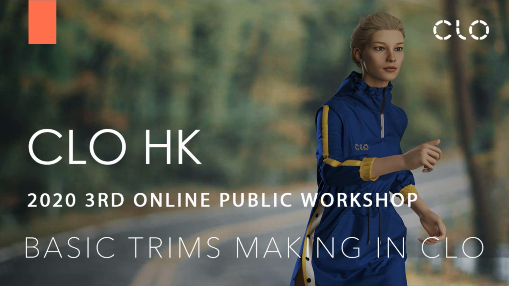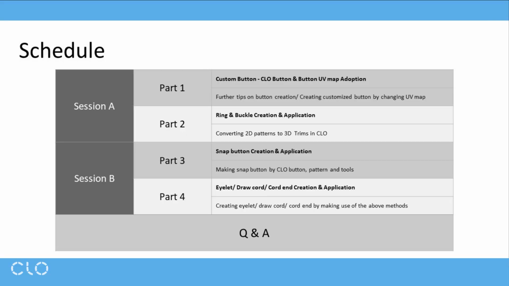Our topic is about basic trims making in CLO. Here is our schedule. We have two sessions, Session A and Session B. Session A will cover Part 1 and Part 2. Part 1 is about the custom button, a button UV map adoption. Part 2 is about ring and buckle creations from 2D patterns to 3D trims in CLO. Session B is about the snap button creations and applications. And the last part is about eyelet, drawcord creations and applications.